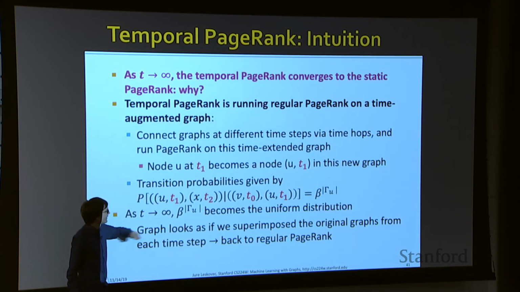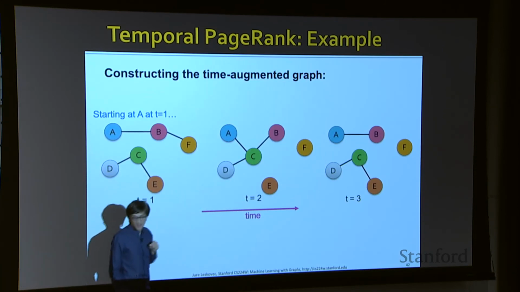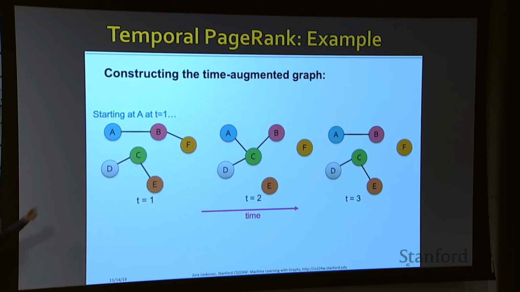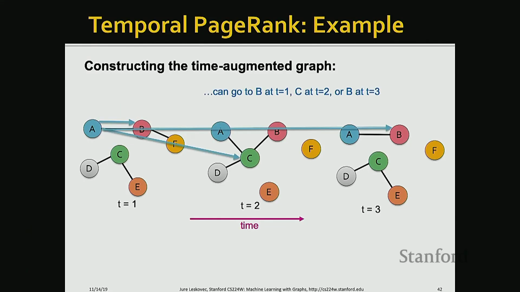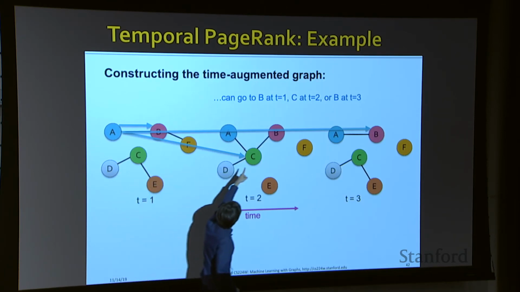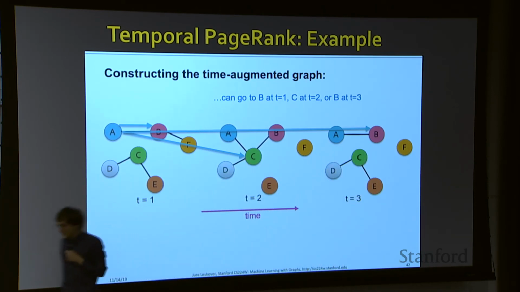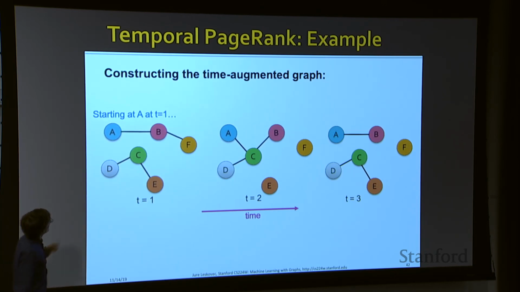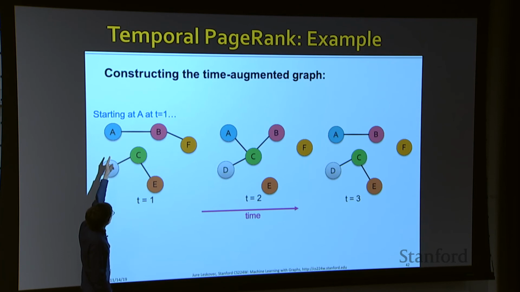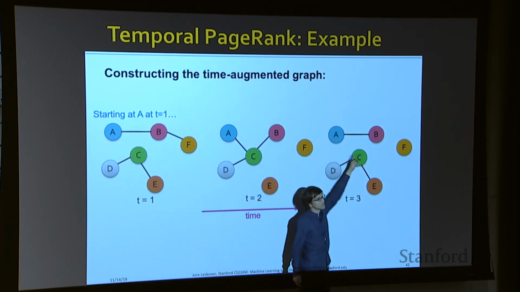This is the way you can think of this, right? If I have my snapshot of graphs, what I will do is I will connect the same nodes temporally, right? So I will connect A to B. I will connect, for example, A to C here, and I will then connect A to B here, right? Why do I do that? Because the node A had, for example, a link to node B at time one, a link to node C at time two, and a link to node B at time three, right?